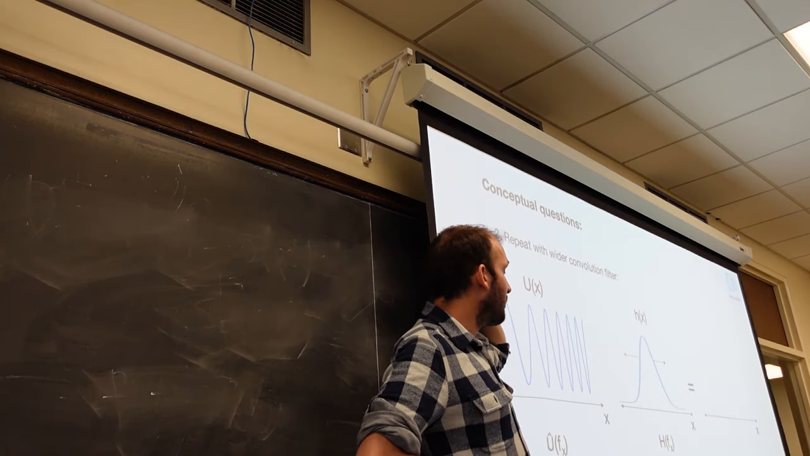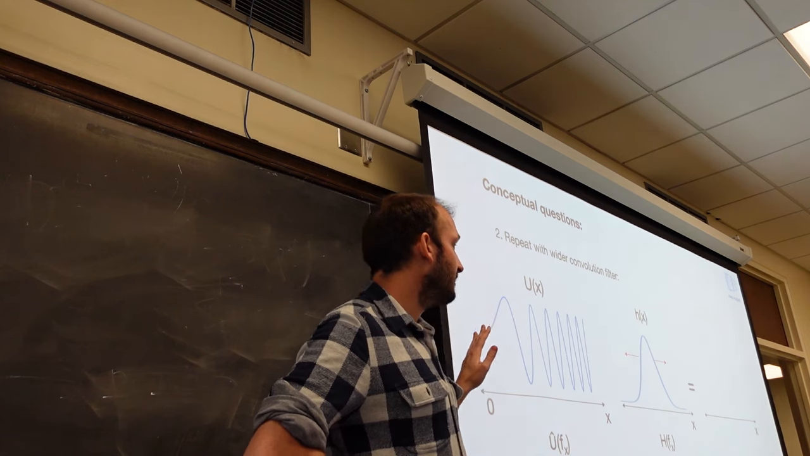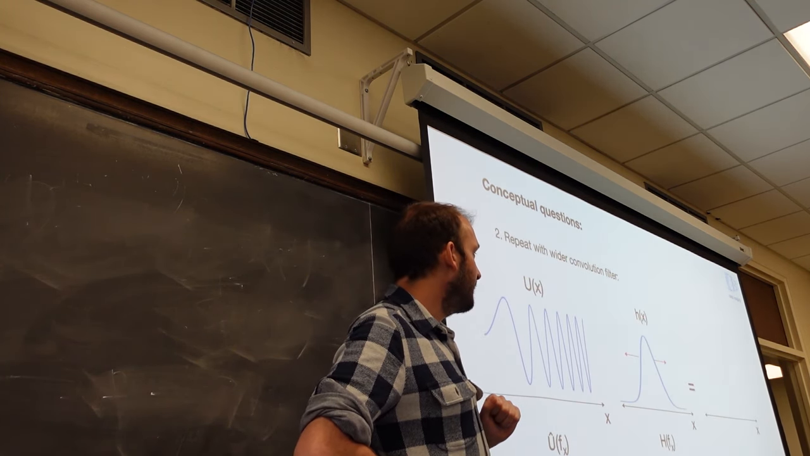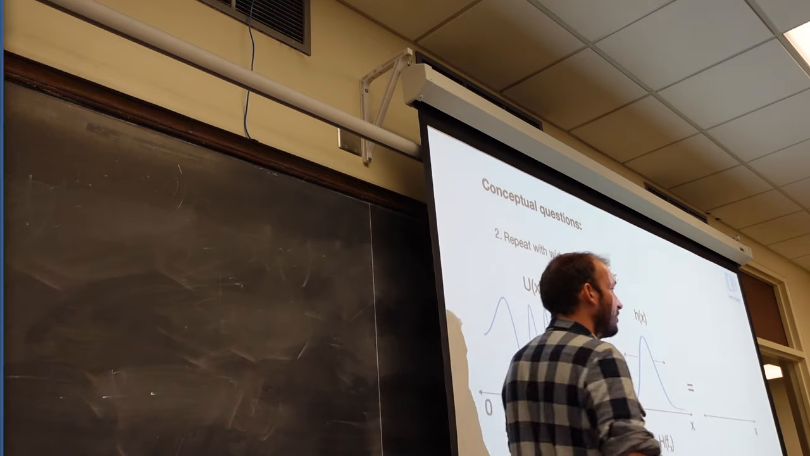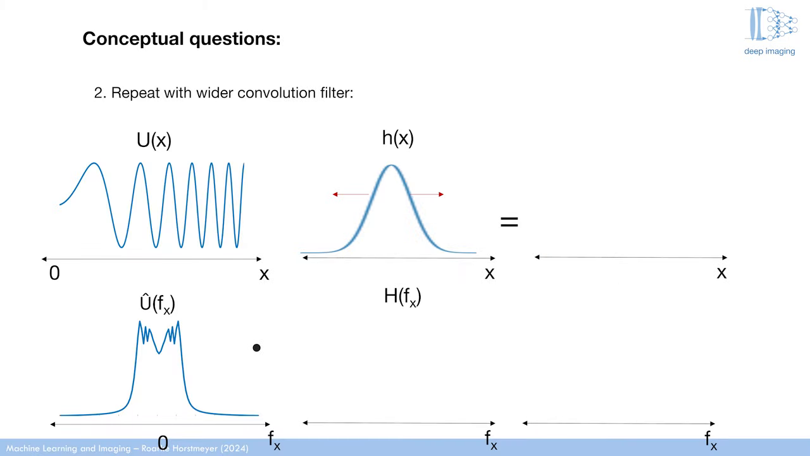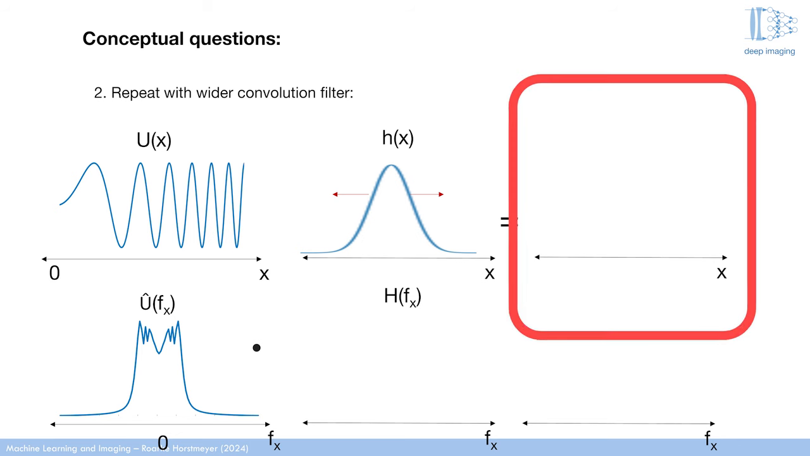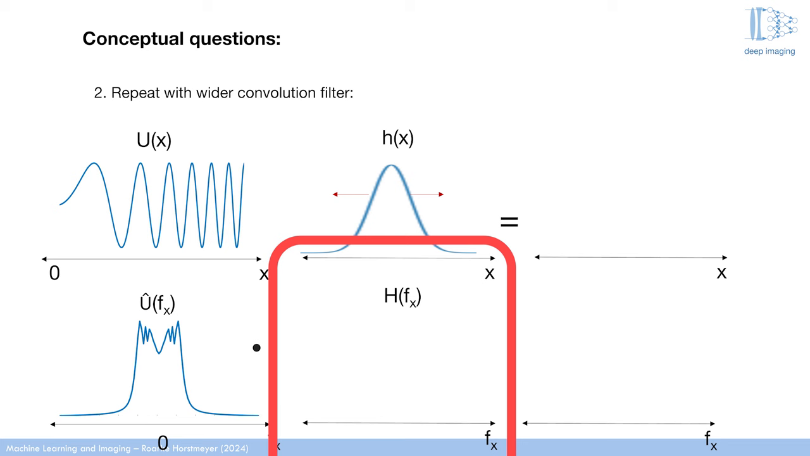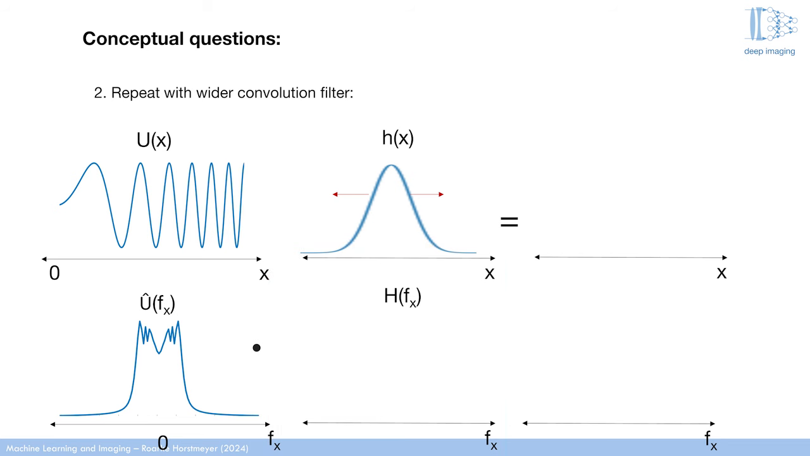And so what I want you to think about just for a minute, you can conceptually try to fill in these blanks, is now we've made this blur function wider. Convolution filter. What's going to happen to the picture over here in the upper right? What's going to happen to the function here in the middle bottom? And then the result of the product of this and that middle function, what's that going to look like?